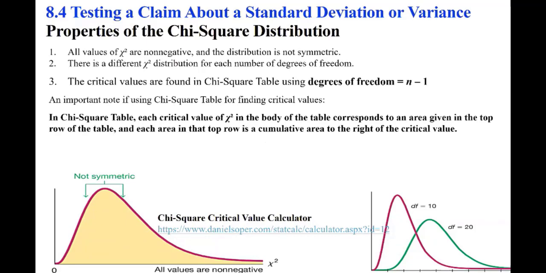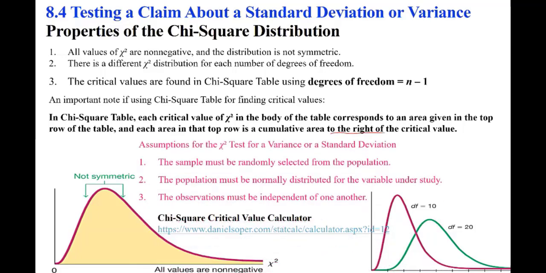All right. So all values of chi-squared are non-negative and the distribution is not symmetric. There is a different chi-square distribution for each number of degrees of freedom. The critical values are found in the chi-square table using degrees of freedom n minus 1. So in the chi-square table, each critical value of chi-squared in the body of the table corresponds to an area given in the top row of the table. And each area in that top row is a cumulative area to the right. Can't emphasize this enough. You remember that table, okay?